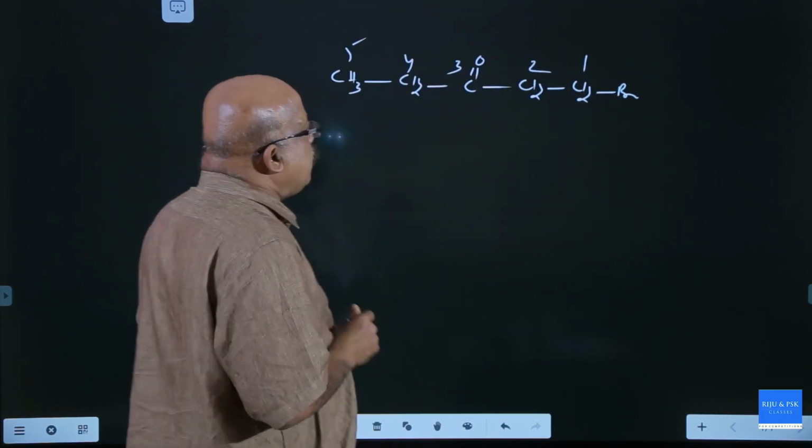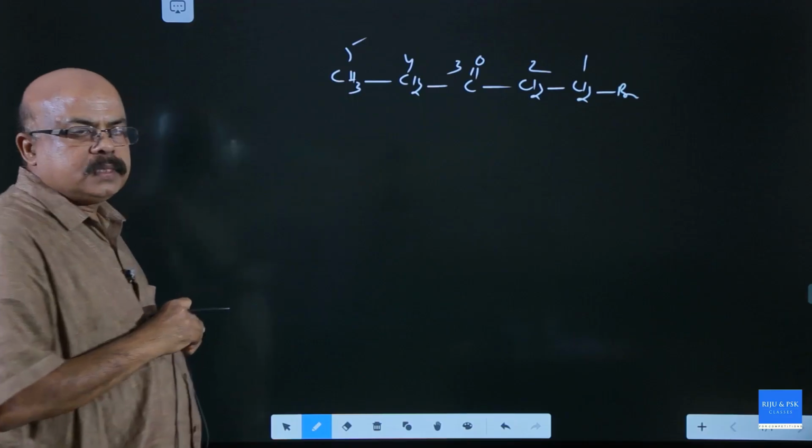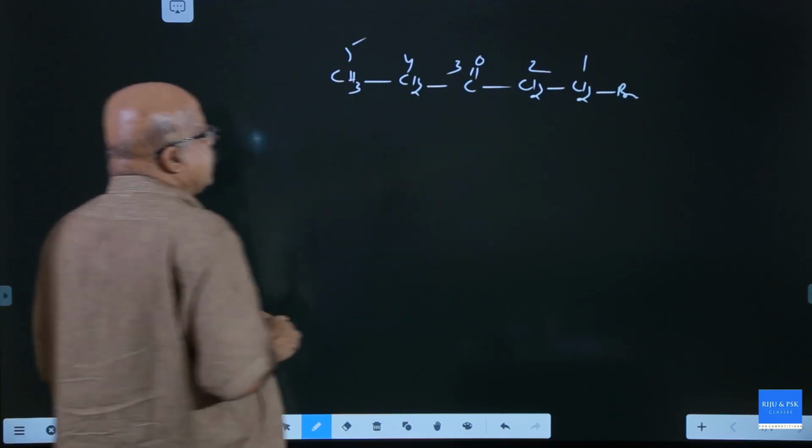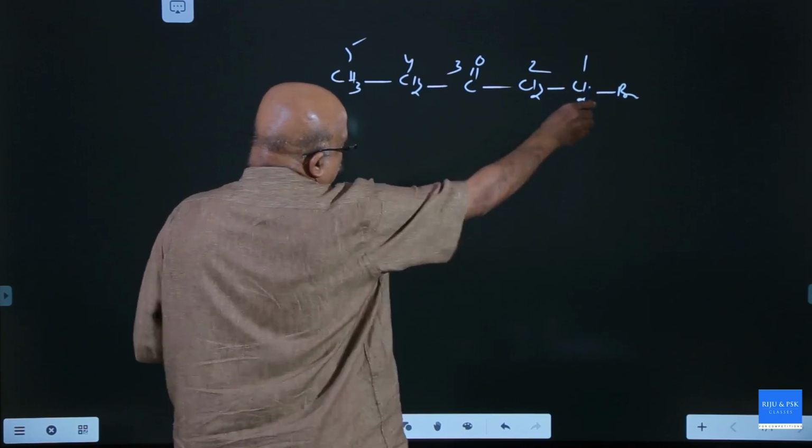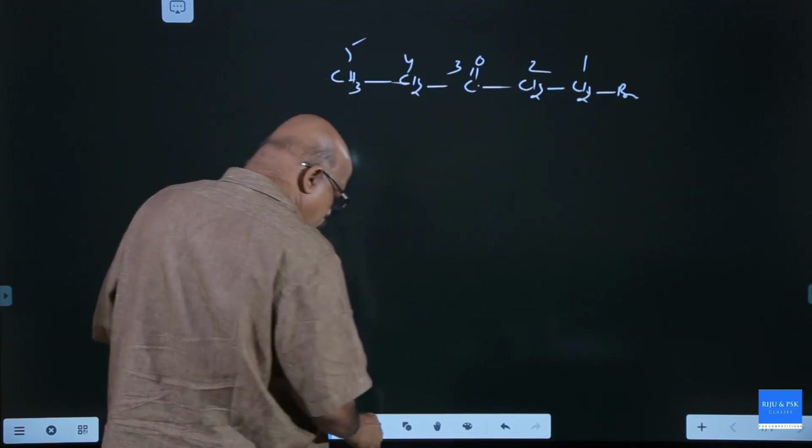This is 1-bromo pentan-trione. 1-bromo pentan, 1, 2, 3, 4, 5, pentan-trione.